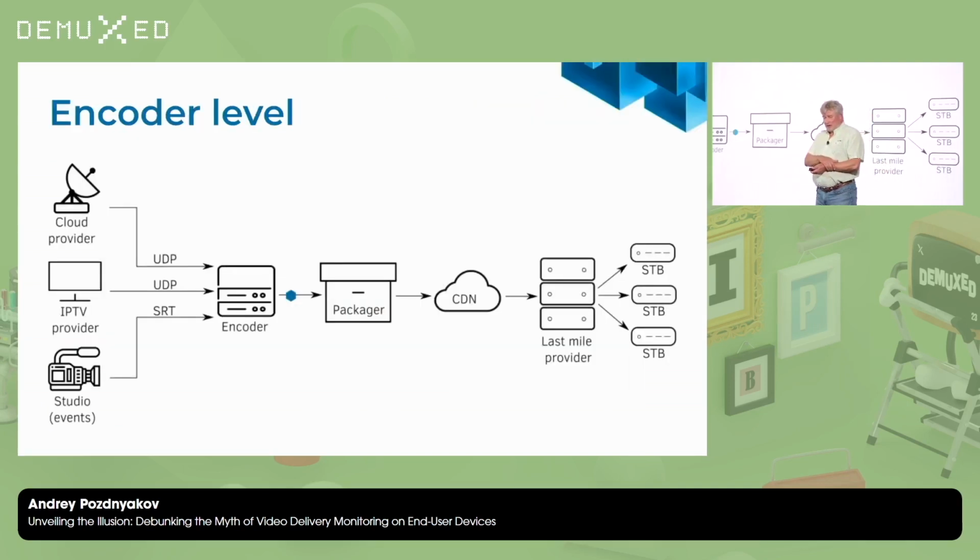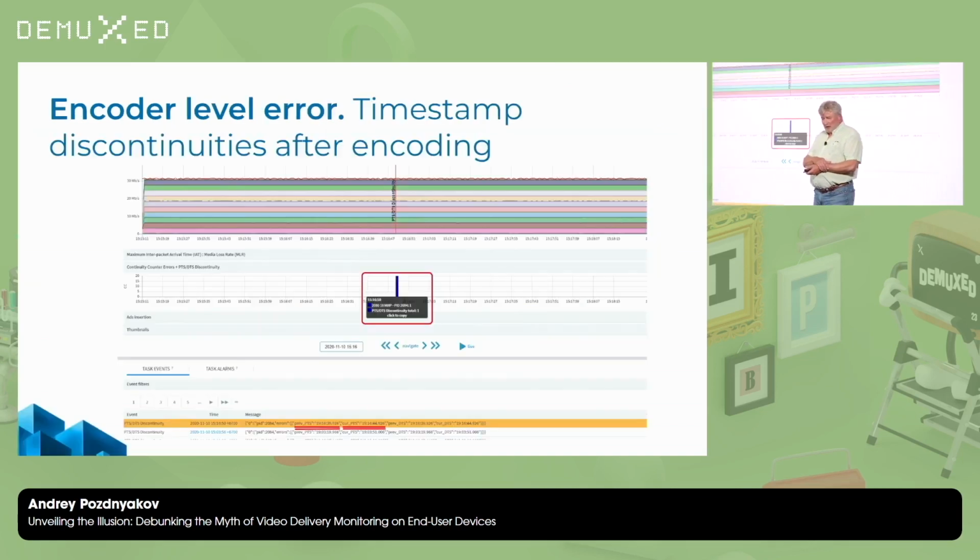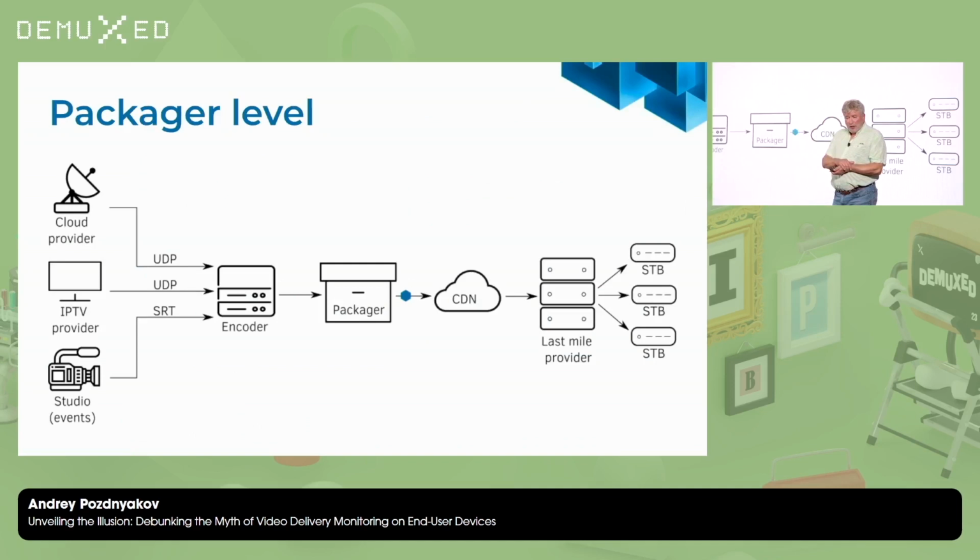Then encoder level. Again, video freeze, video loss, video quality, frame drop, whatever else. Timestamp problems, and so on. This is another 15% of potential issues. Packager level.